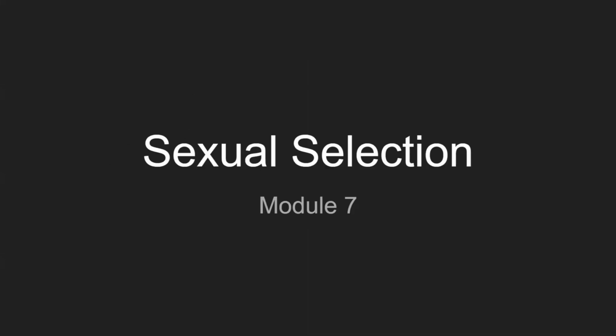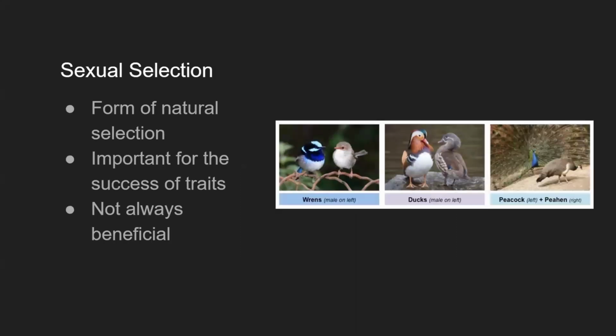So in Module 7, we went over sexual selection. Sexual selection is a form of natural selection. It's important for successive traits, so these traits that are currently in the population will continue to get passed down. However, it's not always beneficial traits that get passed down. A lot of them happen to be ones that are prominent, but they could pose threats when it comes to predation and other things.